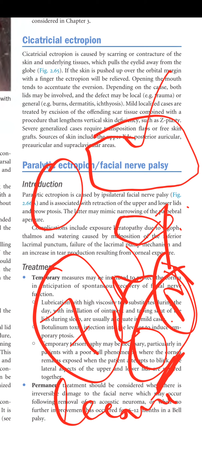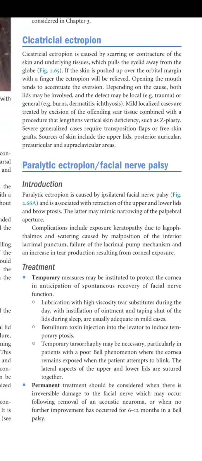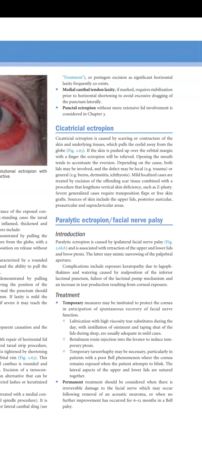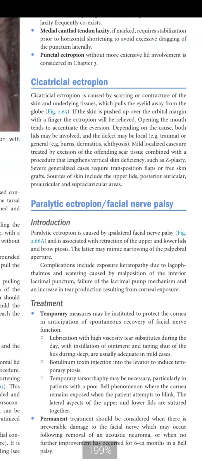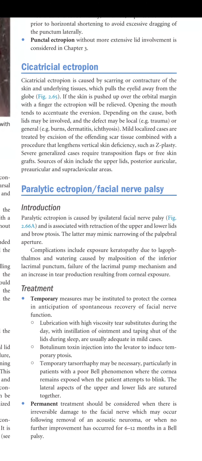Why corneal exposure? Because the patient is unable to close his eyes properly in a case of seventh cranial nerve palsy. So lagophthalmos means the patient is unable to close the eye, and there will be increased tear production. So what is the treatment of this condition? Basically there can be temporary measures that you can do, or permanent.